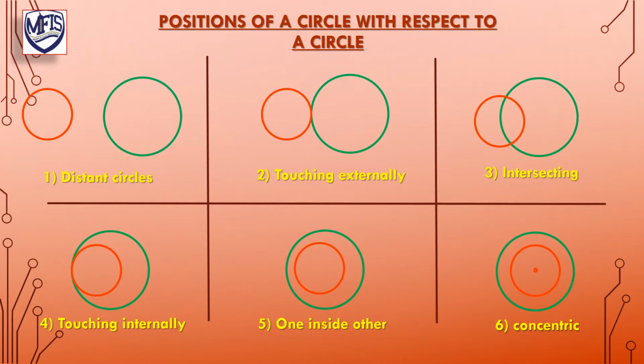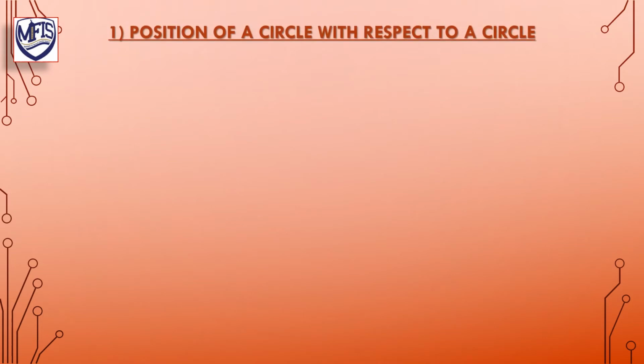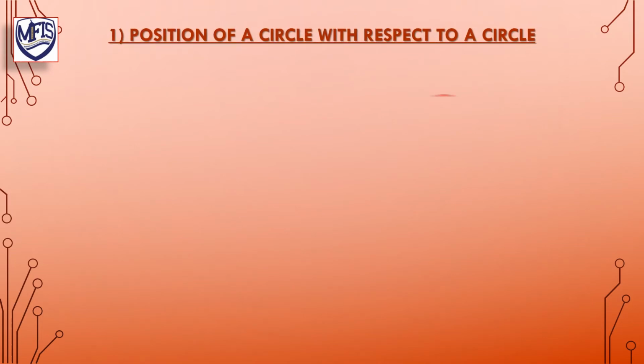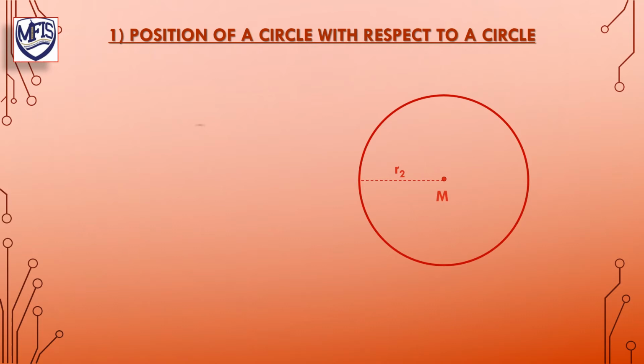That means the 2 circles have the same center. Now, let's start the property of each position. Now, the property of the first position. Here I have 2 circles, M and N, and I want to determine the position between them. To determine the position of the 2 circles, we will compare the length of MN, the line of centers, and the sum or difference of the 2 radii.